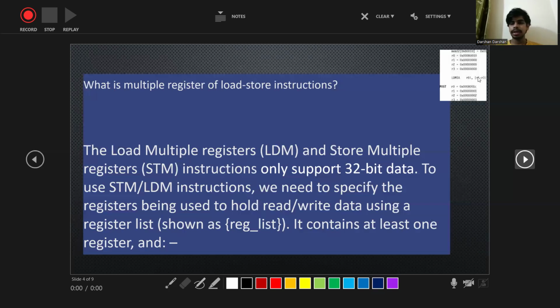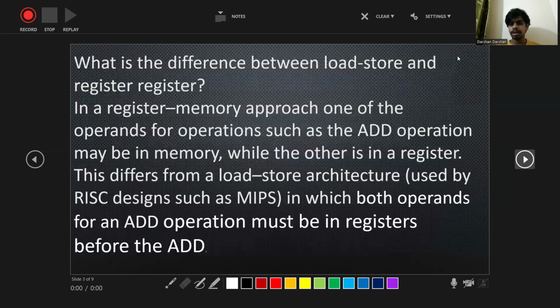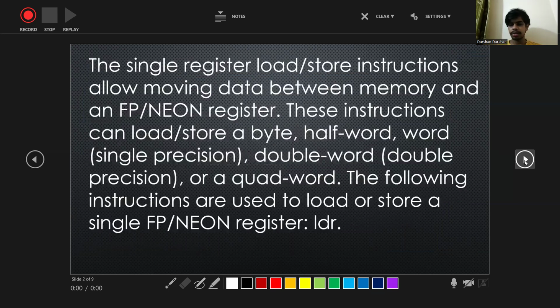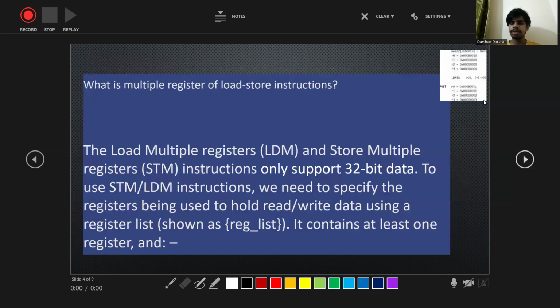Now here, as the diagram, you can see the code. Here R0, R1, R2, R3 and the post R0, R1, R2, R3. Here is the program. So what is the multi-register load store instruction?